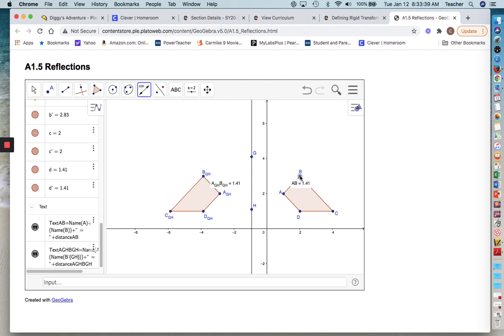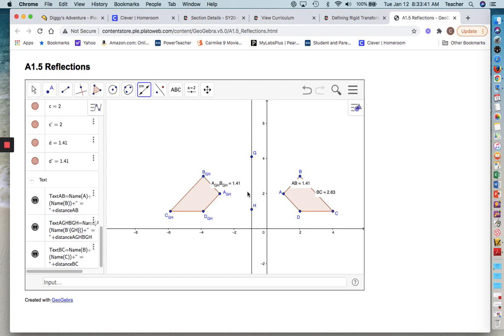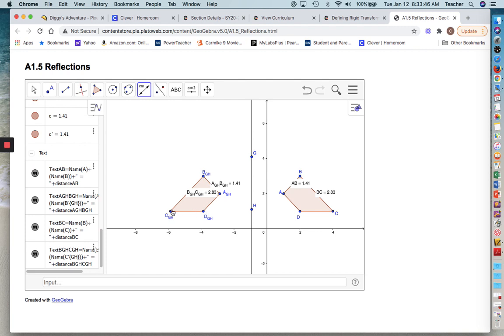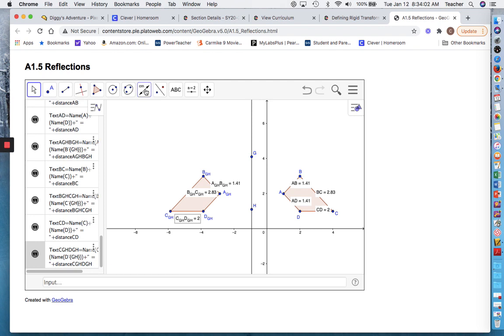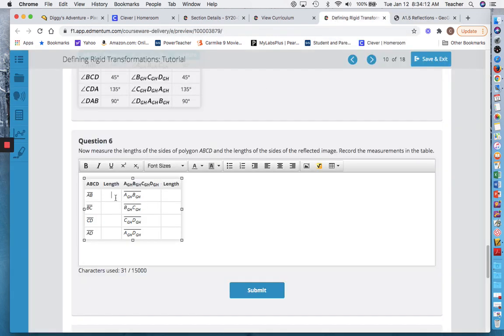All right, so let's see. B to C, 2.83. B to C, 2.83. All right, C to D, 2. C to D should also be a 2. A to D is 1.41. And that's in my way, so I'm going to have to move it out of my way. Go back. A to D, it should be 1.41. Yeah, there we go. So they are the same, which means it has not been dilated, hasn't increased or reduced. So we're good to go.